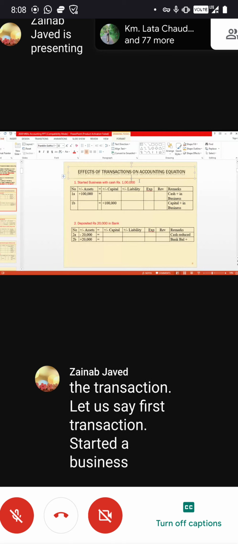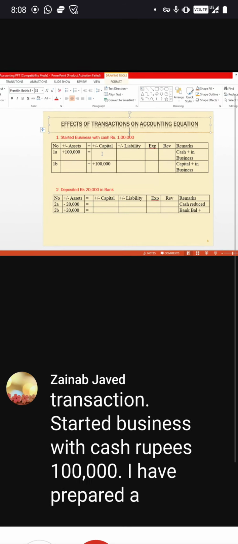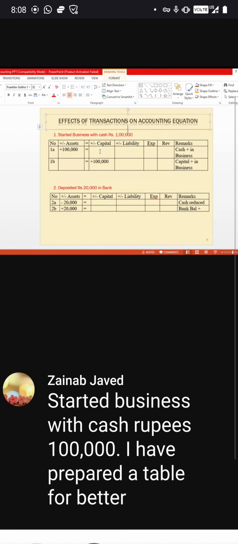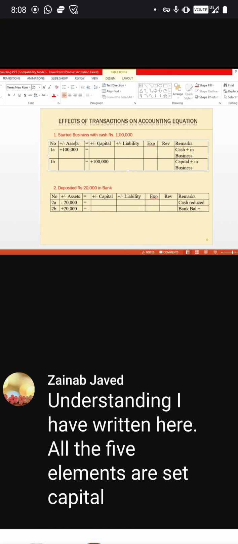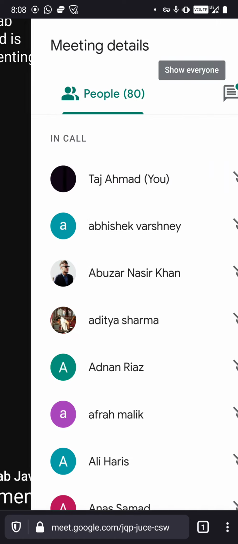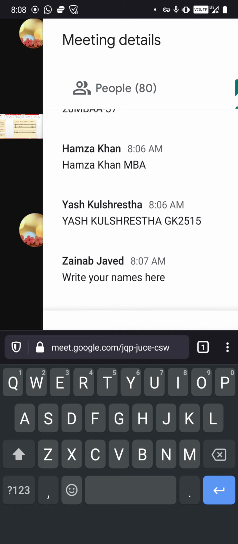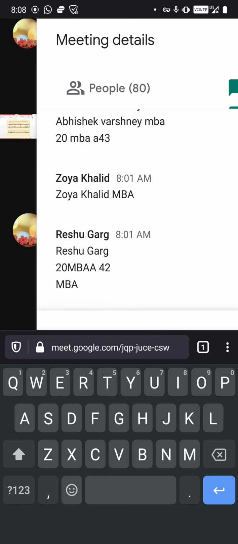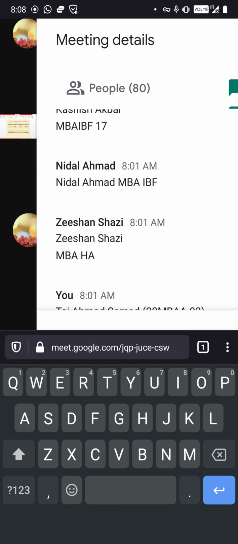Started business with cash rupees 100,000. I have written here all the 5 elements: asset, capital, liability, expense, revenue, and one more column for the remark. When business is started, there will be two effects. What are those two effects? One is increase in asset, the other is increase in capital.